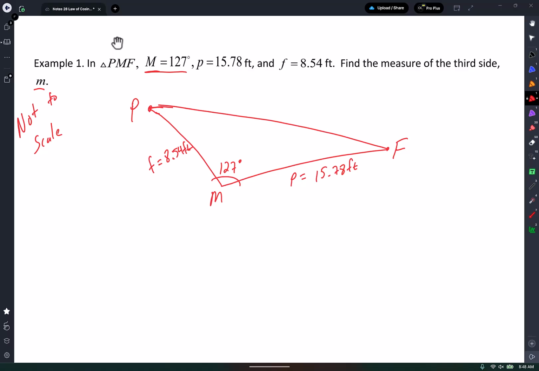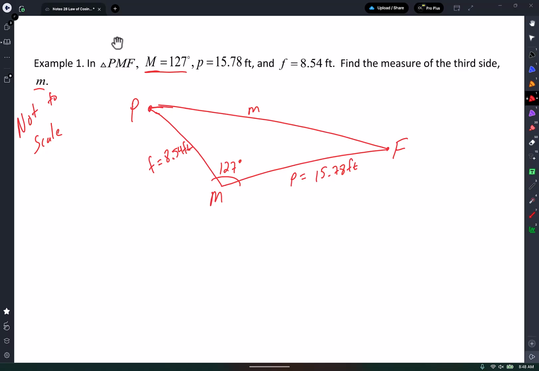Cool or not cool? If they were to give me this angle and these two sides, I can't use law of cosines. I have to find that angle. So it just depends. But we're lucky. We've got everything nice and pretty. And look what they want. They want me to find what side? M. M is that long side there. Perfect. I got everything I need to find that side length M.